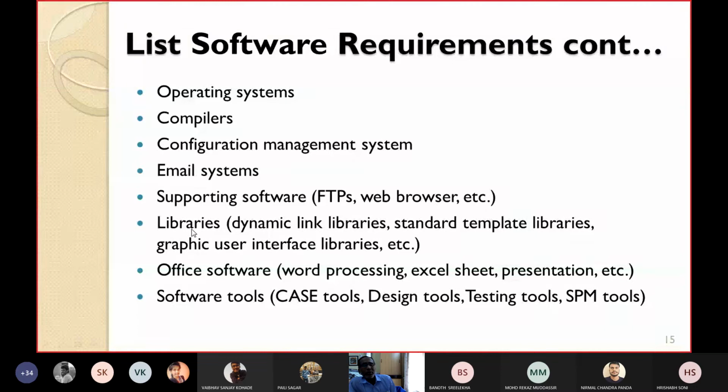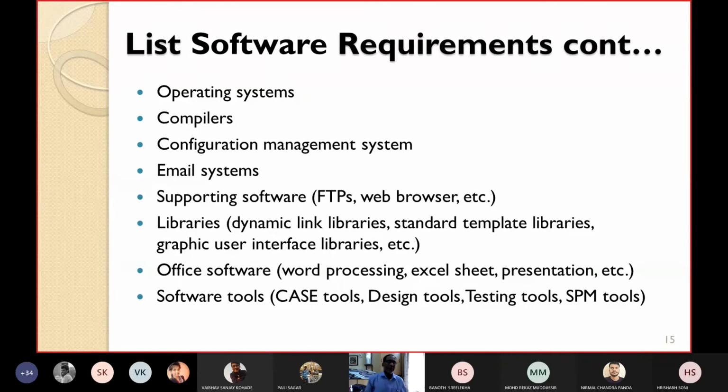Similarly, what kind of libraries he will use, like whether he is using DLLs, dynamic linking libraries, or standard template libraries, or graphical user interface libraries, etc. What kind of libraries they will use in the project development has to be listed. Then what kind of office software you will use: only word processing is sufficient, or you will use Excel sheets, PowerPoint, etc.